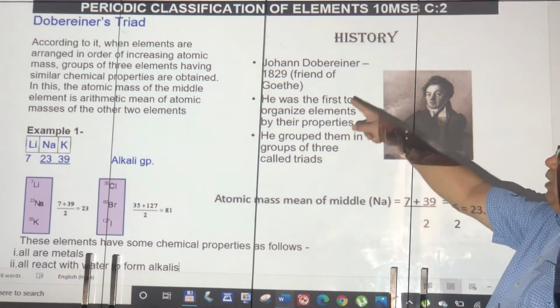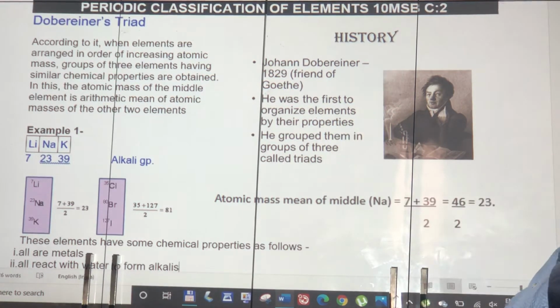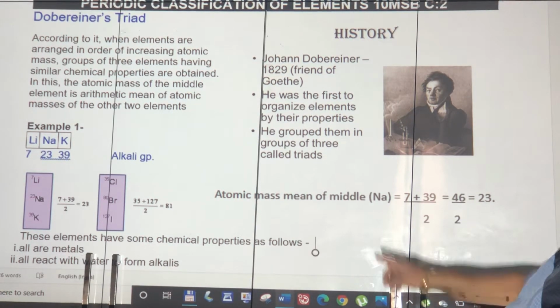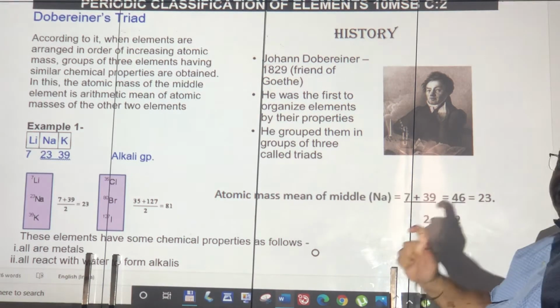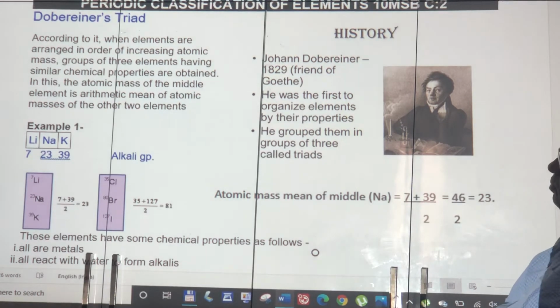Johann Doberiner, 1829, was the first to organize. Before him, nobody had organized elements in a periodic table. He arranged them by their properties. All are shining, all are metal, all make sound, all react in a particular way. He grouped them in groups of 3 and called each group a triad. Example, lithium, sodium, potassium. They all look alike, they are soft to cut and they all react with water.